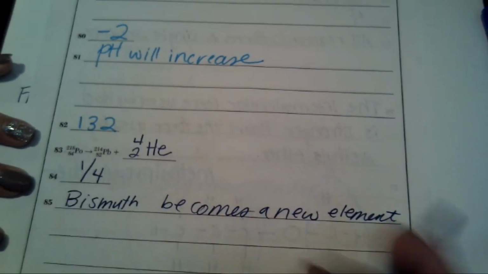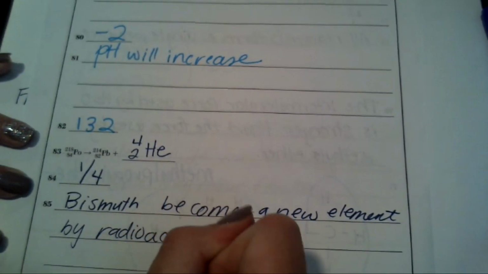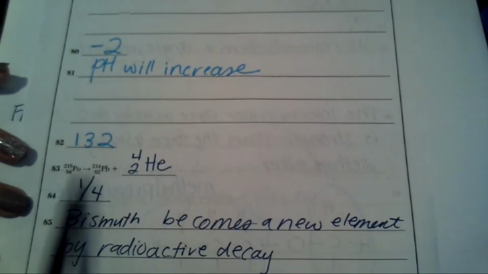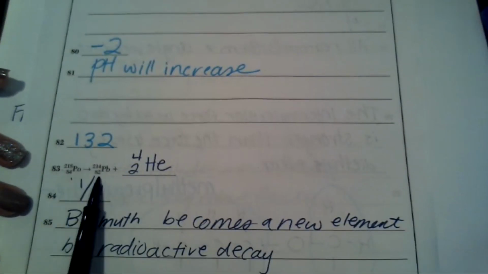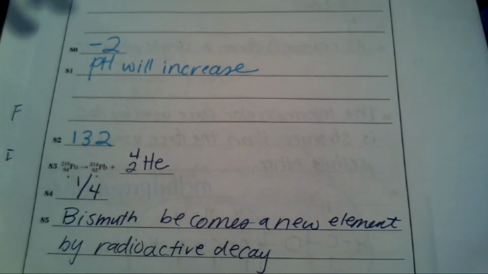If you wanted to, you could stop there, or you could say by radioactive decay. That's what this equation is here that you did. The polonium is becoming lead, and the decay, the part that's unstable and comes out, is that helium, or those alpha particles. So that is it. The test is finished. It took 2 hours and 52 minutes, which is not bad at all.